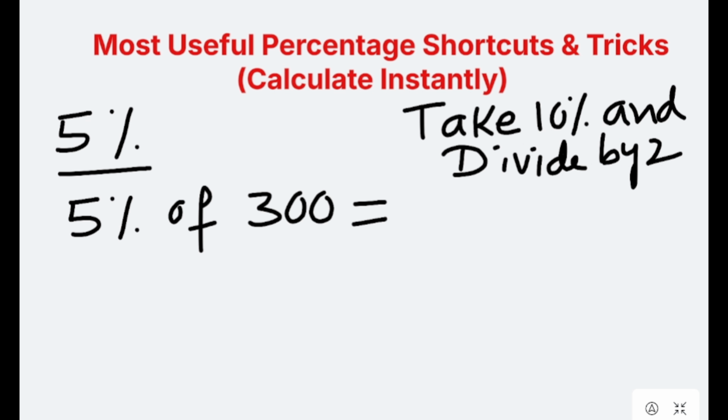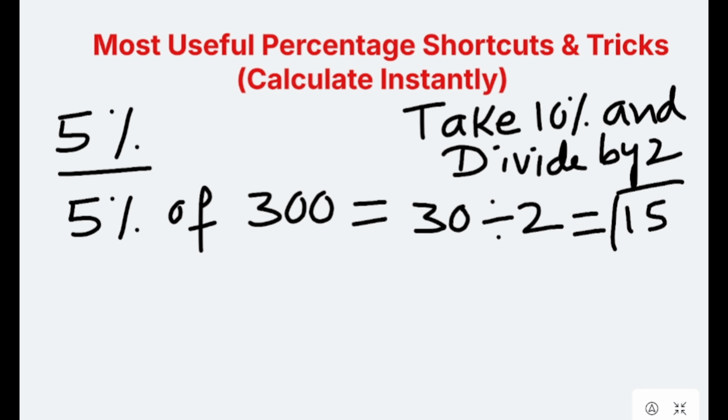So you know what is 10% of a number? You have seen that for 10% of a number, just move the decimal one place to the left. So you get 30.0, just write 30. And now you're going to divide by 2. So take 10%, divide by 2. So the answer is 15. 30 divided by 2 is 15. So 5% of 300 is 15.